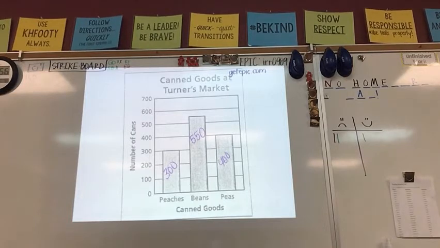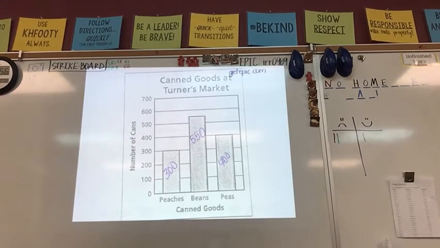I looked at the beans, and then I figured out that it's more than beans. Good. Peas and peaches had 150 more than beans.